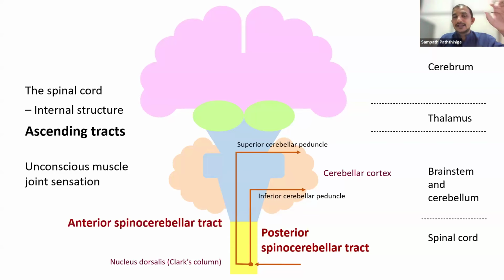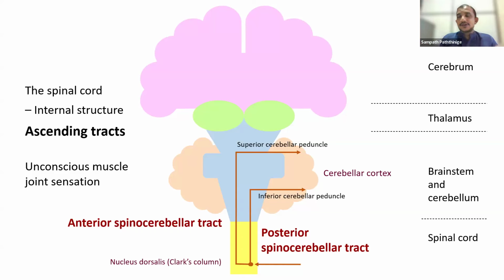Then the anterior spinocerebellar tract crosses to the opposite side, but as this information is supposed to go to the same side cerebellum, it crosses again. So there is a double crossing so that it reaches the same side cerebellum. This second crossing occurs in the superior cerebellar peduncle in the midbrain. In the lower midbrain, you see that there is a crossing of the superior cerebellar peduncle, and that is where these fibers go to the particular side of the cerebellum.